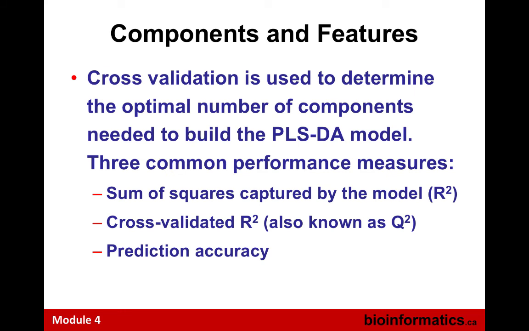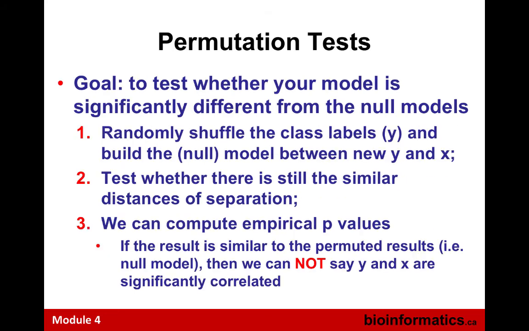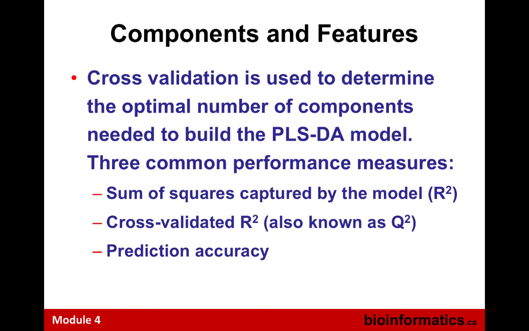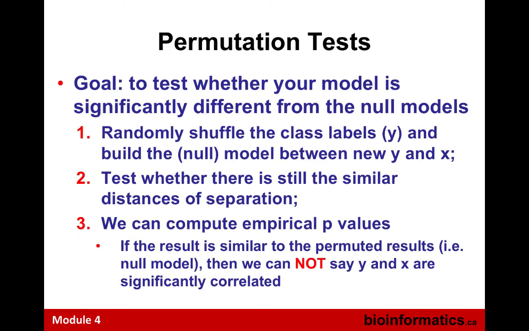So, PLSDA model, components and features. What's the performance evaluation? It's the sum of squares captured by the model, R square, cross-validation R square, the Q square, and prediction accuracy. If you're a really traditional statistician, these are the values they are looking for, and the reviewer is going to ask, what is this value? It's all provided, so I'm not going into too much detail because this is all the same thing regarding your prediction. And also keep in mind, PLSDA tries to do a regression first and convert it to a classification.